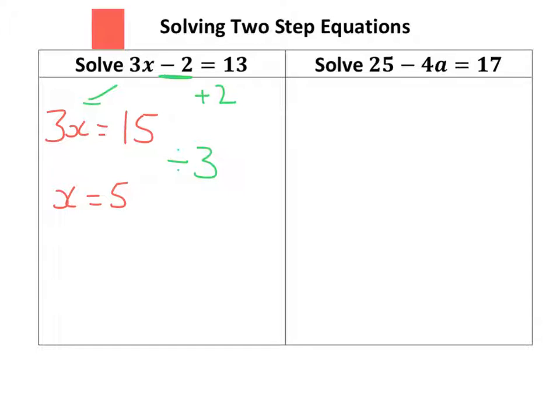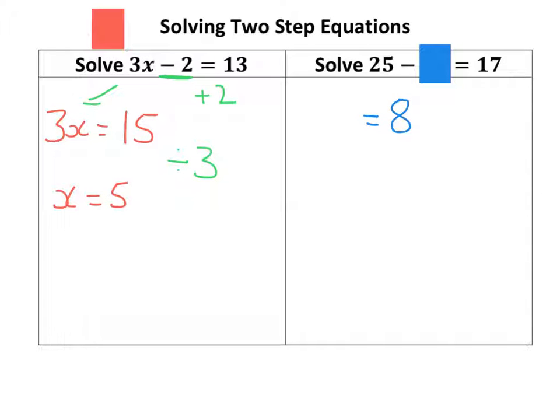So we're going to do a similar thing with the next one. You can do exactly the same. I'm going to cover the letter bit up, and I'm going to look at it as a numerical problem. So 25 minus something makes 17. So what? 25 take away something makes 17. So whatever's under that has got to equal 8.